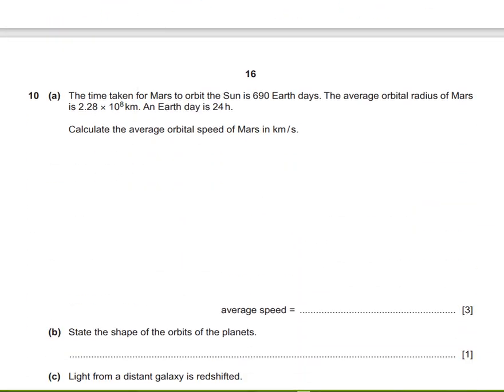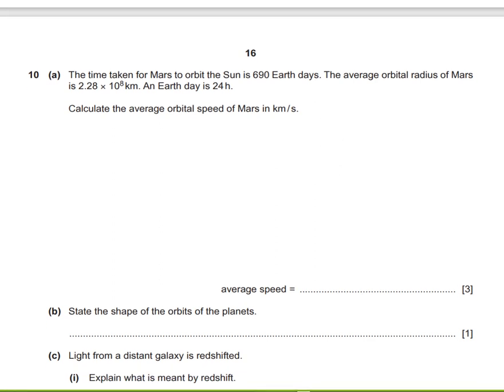Number 10, which is our last number. The time taken for Mars to orbit the Sun is 690 Earth days. The average orbital radius of Mars is 2.28 times 10 to the power 8 kilometers. An Earth day is 24 hours. Calculate the average orbital speed of Mars, in kilometers per second.